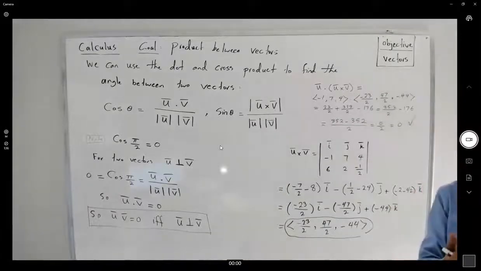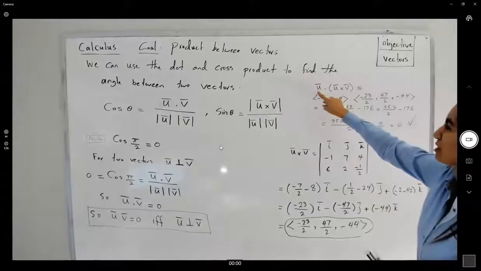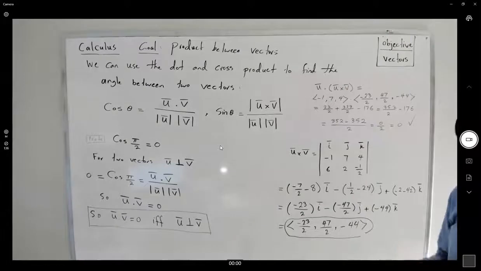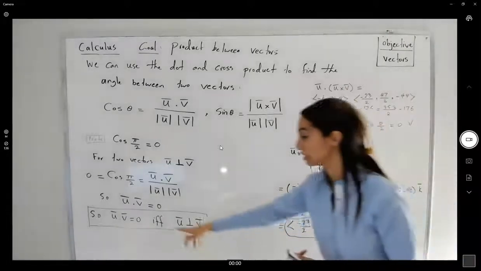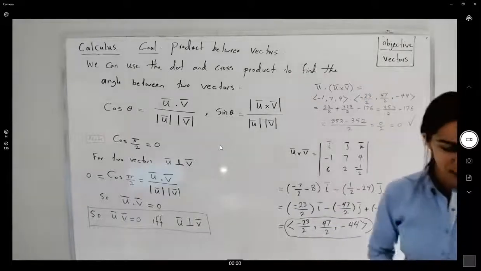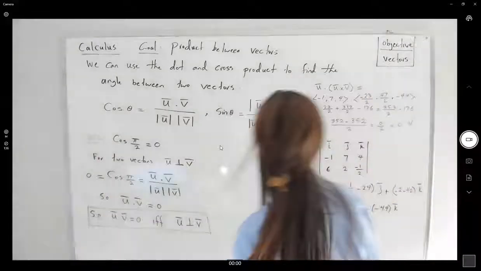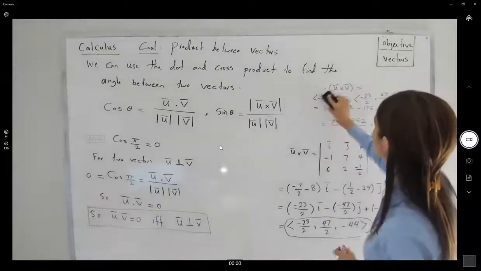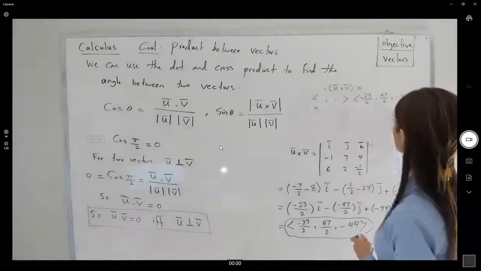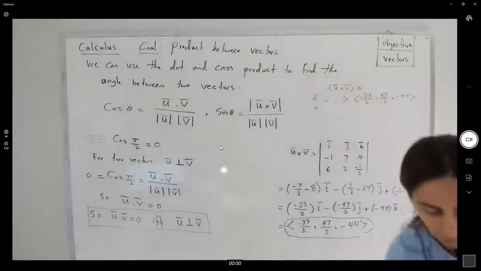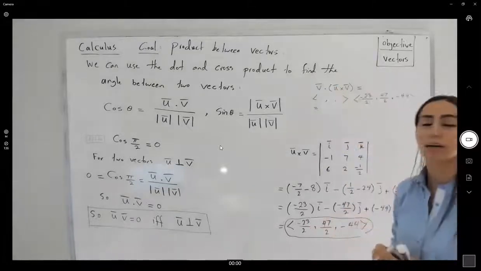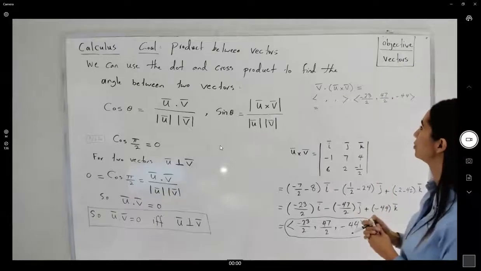You can also check to see if the dot product between v and u cross v is equal to 0. What's the meaning of that? It means that these two vectors are also perpendicular to each other. Let's check to see if we have the same observation here or not, and show that v is also orthogonal to the cross product between u and v.